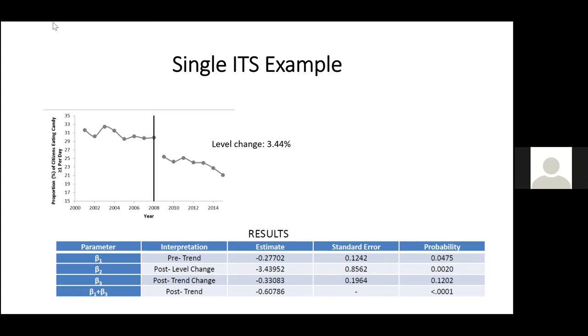I can call it the rate of smoking reduced by 0.3% per year since the introduction of the intervention. Say that again. The rate of smoking reduced by 0.3% per year since the introduction of the intervention. Okay, so it is the rate that changed, right? It is the rate which changed.